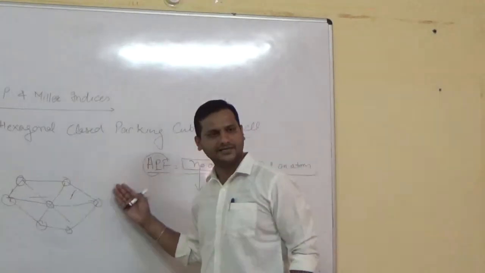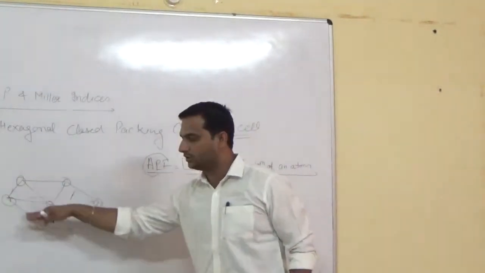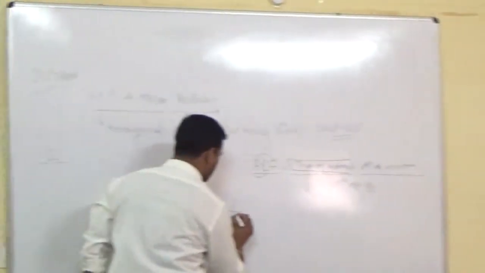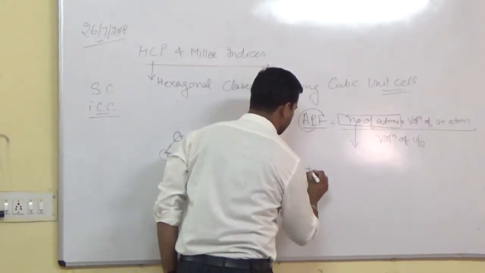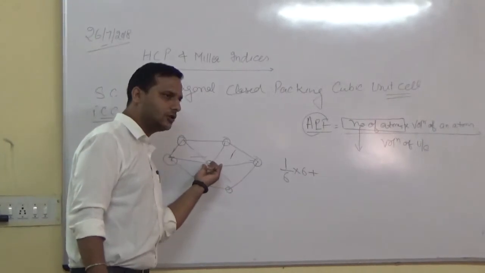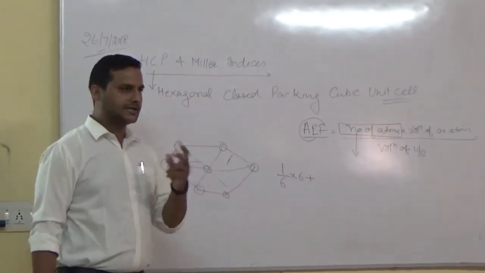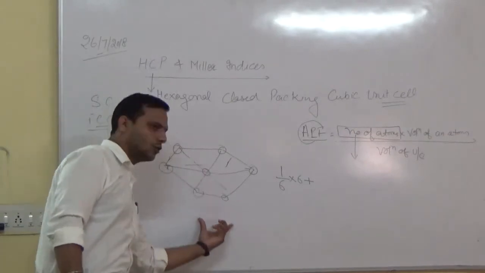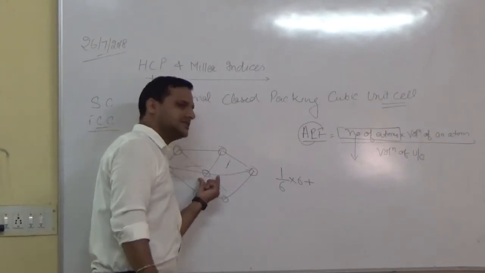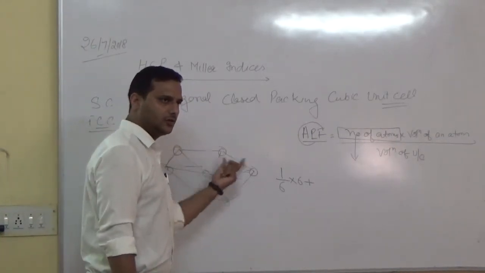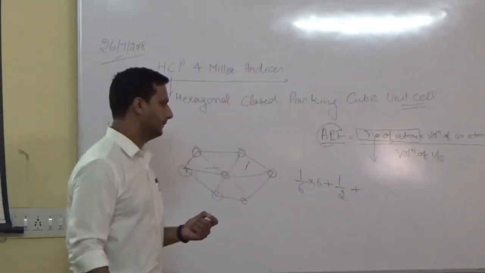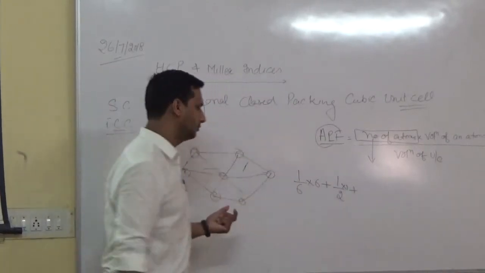because one atom is shared by 6 and the portion of the atom belonging to only this unit cell is 1 by 6. So that is 1 by 6 into 6, plus this centralized atom at the center of the lower base, which is shared by 2 unit cells. The first one is this one, and the second is the unit cell below this. So only the half portion belongs to this unit cell, plus 1 by 2 into 1, you may write 1 or not as you wish.